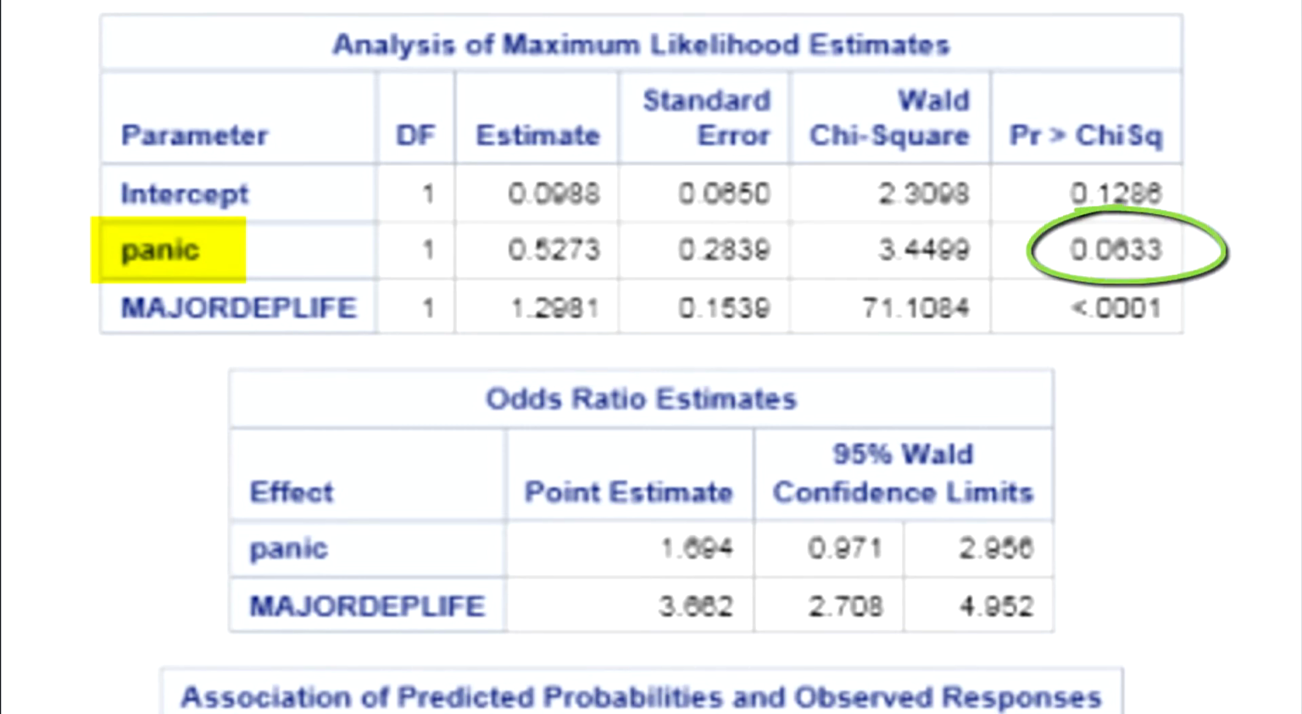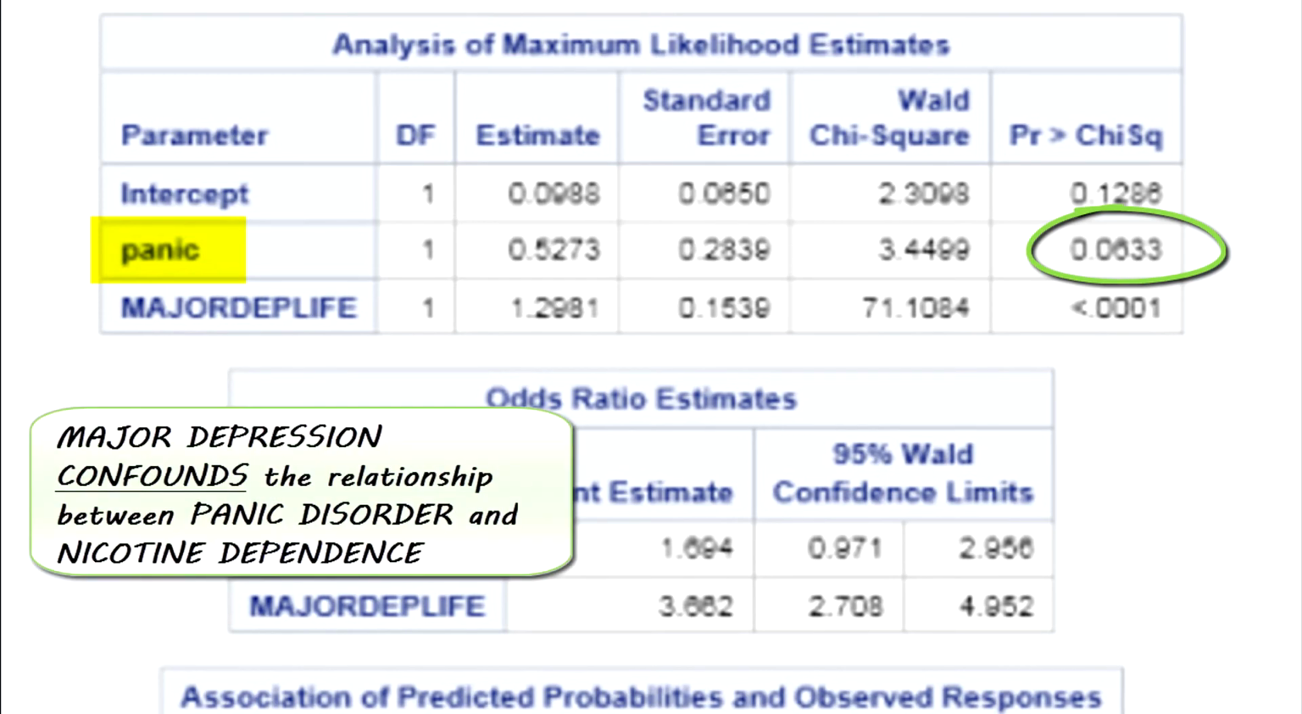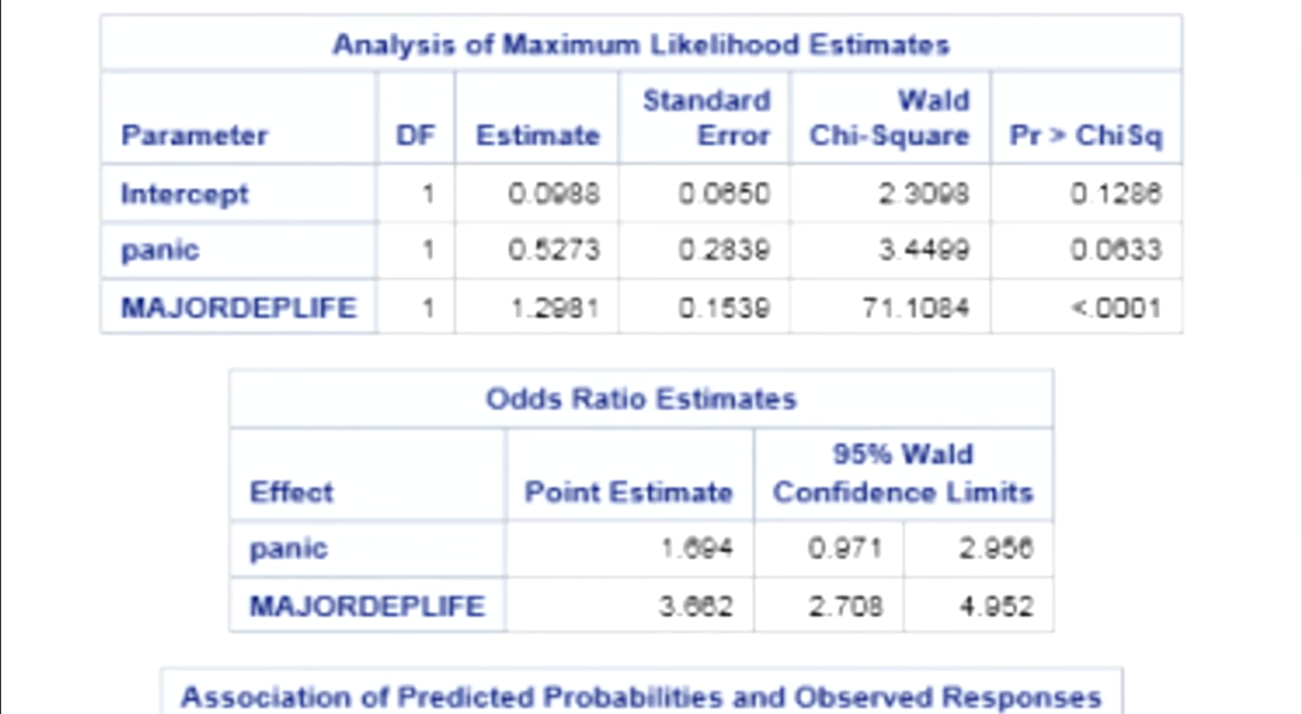Here we have an example of confounding. We would say that major depression confounds the relationship between panic disorder and nicotine dependence because the p-value for panic disorder is no longer significant when major depression is included in the model. Further, because panic disorder is no longer associated with nicotine dependence, we wouldn't interpret the corresponding odds ratio, but would interpret the significant odds ratio between major depression and nicotine dependence. That is, that young adult smokers with major depression are 3.7 times more likely to have nicotine dependence than young adult smokers without major depression after controlling for panic disorder.